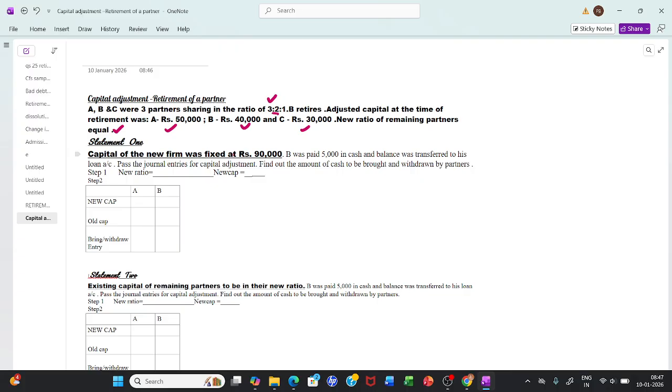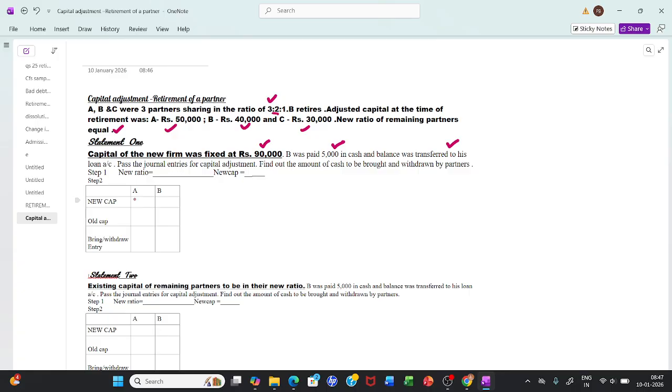Capital of new partners was fixed at 90,000. B was to be paid 5,000 in cash, balance to be transferred to his loan account. Pass the journal entry for capital adjustment. Find out the amount of cash brought in or withdrawn by partner. New capital is this.